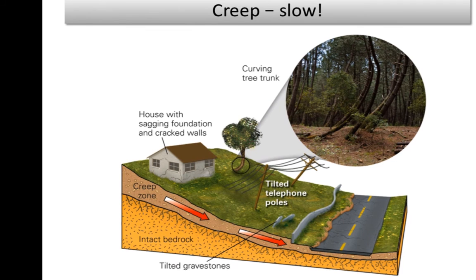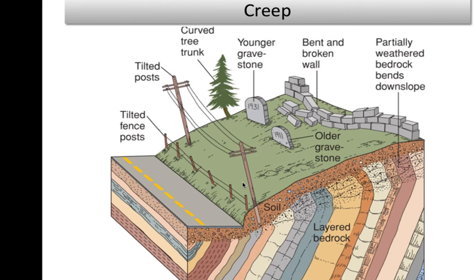Again, how do we detect creep? We'll see these curved trees. We'll see tilted telephone poles, tilted gravestones, cracked walls, cracks in the roads, foundations in homes being cracked. I think I have another slide here. Yeah, we're seeing older gravestones more tipped than younger gravestones. Here are our tilted trees, tension on telephone lines, fence posts that are broken up, bent or broken walls, right?